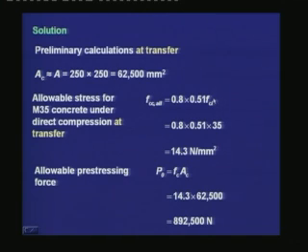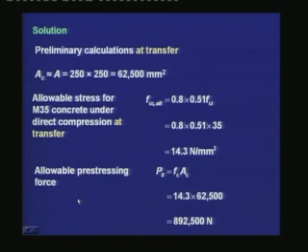0.8 times the allowable stress for compression under flexure. The allowable stress for compression under flexure is given as 0.51 times the instantaneous strength for M35 concrete, and substituting the value of fci, which is 35 after 28 days, we get fcc allowable equal to 14.3 Newton per millimeter square. Thus, at transfer, the allowable compressive stress for M35 concrete is 14.3 Newton per millimeter square when the prestress is transferred at 28 days.